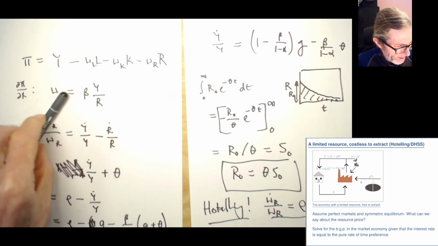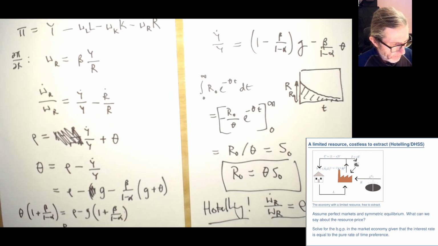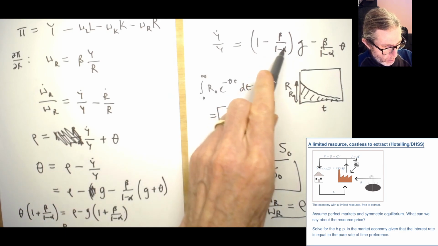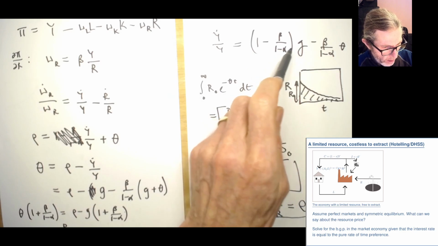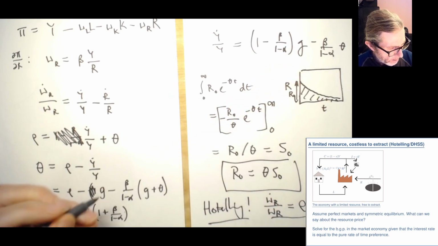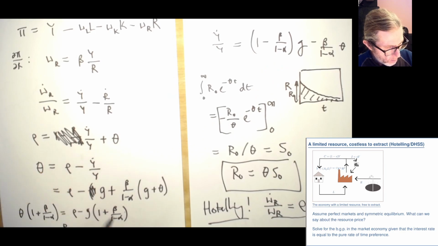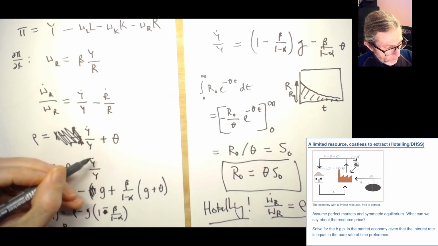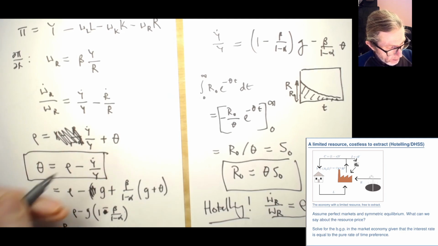Okie doke, sorry, I did make a small mistake. It just didn't feel quite right. Minus Y dot over Y is minus g, plus minus Y dot over Y is plus beta over 1 minus alpha times g plus theta. Okay. So then we end up with minus here. But really the most interesting result is really here.